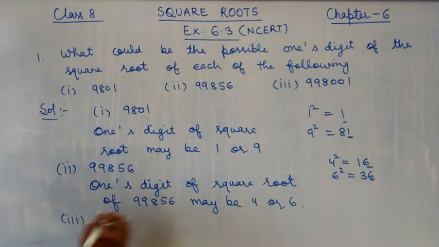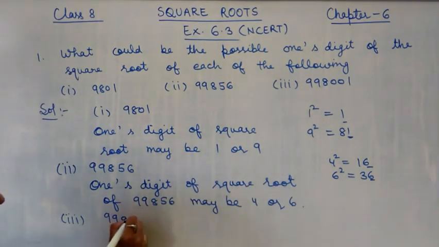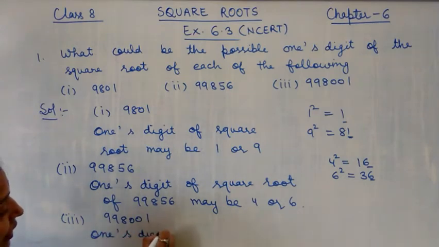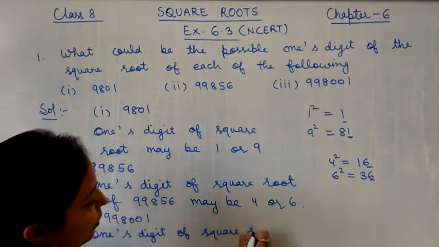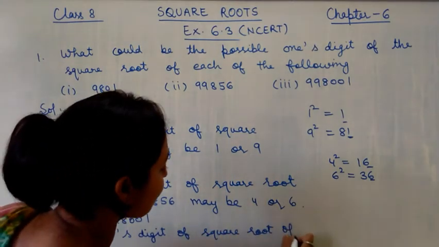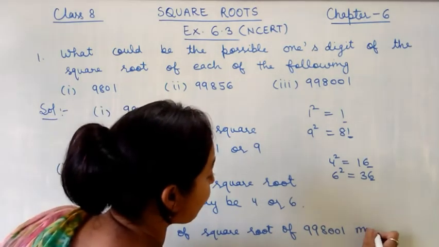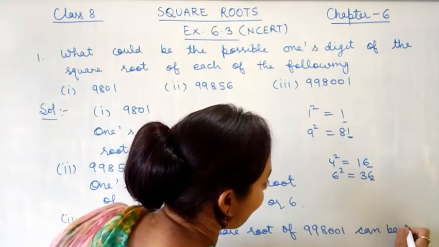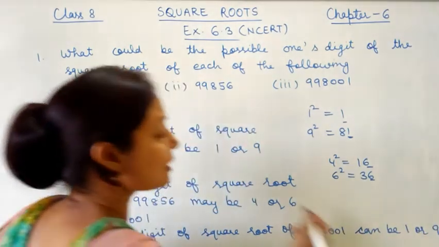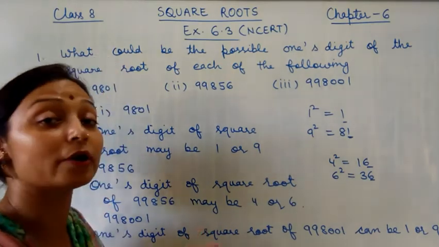Okay, the last question is also the same, because it is like 1 square and 9 square. The ones digit of the square root of 998001 can be 1 or 9. So there is no calculation here, you only have to write the numbers by your understanding.